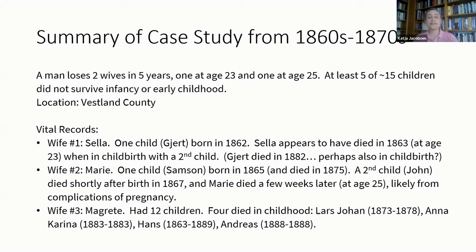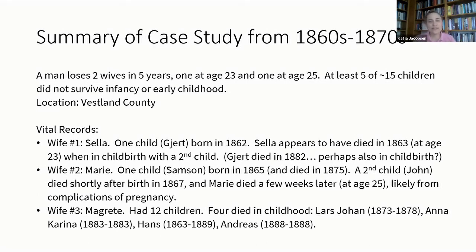So the first wife is Sella. She has a daughter in 1862. Sella dies a year later with what appears to be a childbirth complication. And sadly, it looks like the daughter 20 years later also dies in childbirth. It was very risky to be pregnant and delivering a baby back in the 1800s and before.